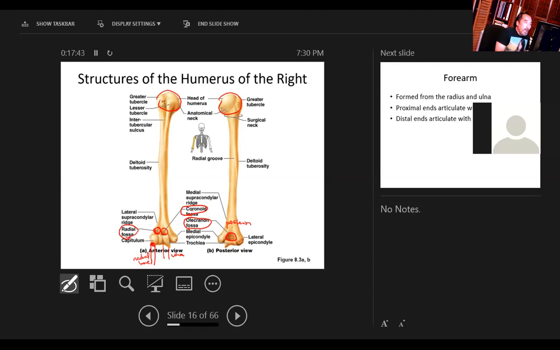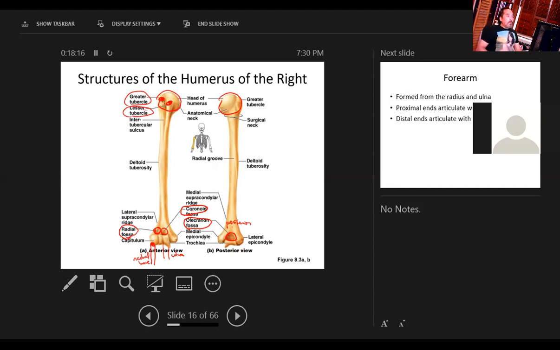So on the proximal end of the humerus, there's two bumps. If you look at the anterior side, the two bumps that you see, one is above and one is below. It's actually quite a medium-sized bump. That's why we call it a tubercle. So the one above, we're going to call the greater tubercle. And the one below, on the medial side, we call the lesser tubercle.